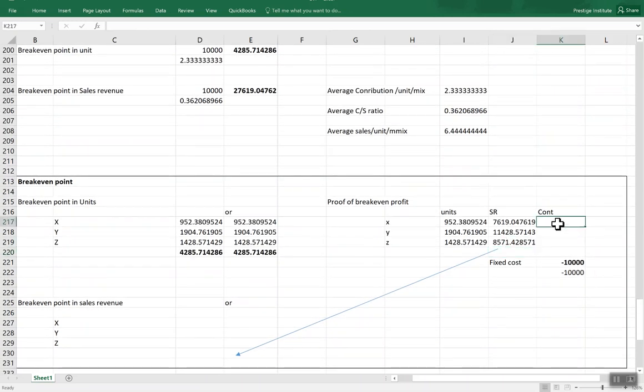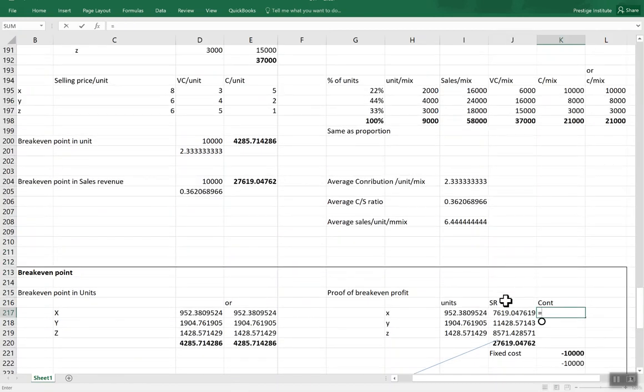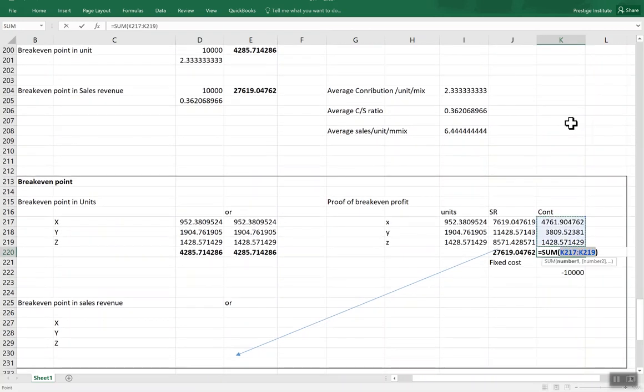And the contribution from this, remember, I didn't need sales revenue, but I found it for comparison reasons. I directly can find contribution and it will give me the answer. So again, taking the units, multiply by contribution of 5, units multiply by the contribution of 2, units multiply by contribution of 1. Adding it together, we have 10,000 contribution. When we minus the fixed cost from it, we will have no profit, no loss.